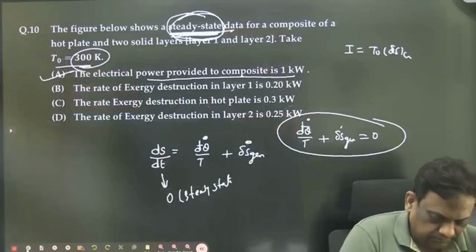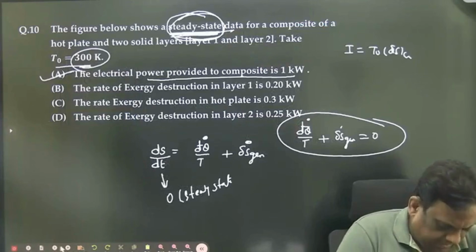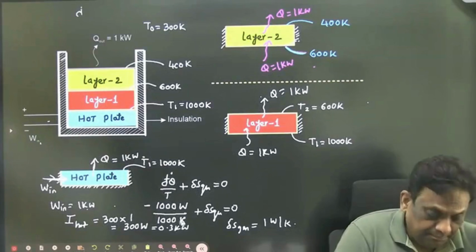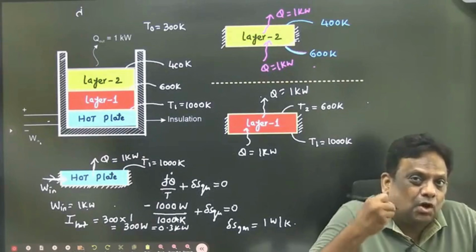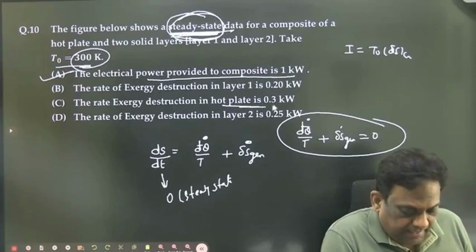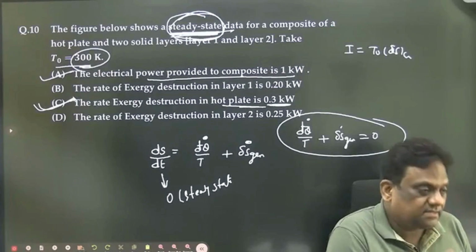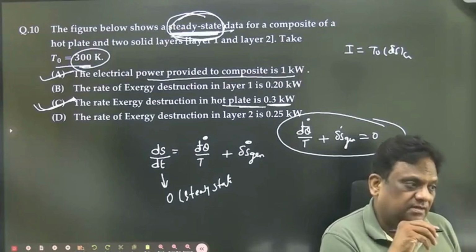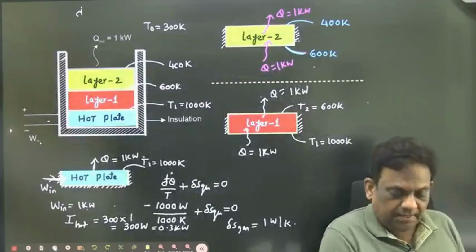300 watt is nothing but 0.3 kilowatt. This is the exergy destruction or irreversibility in the hot plate. In the hot plate, it is 0.3. Absolutely correct, sir. Have you understood, sir? 100% correct. Now come here.